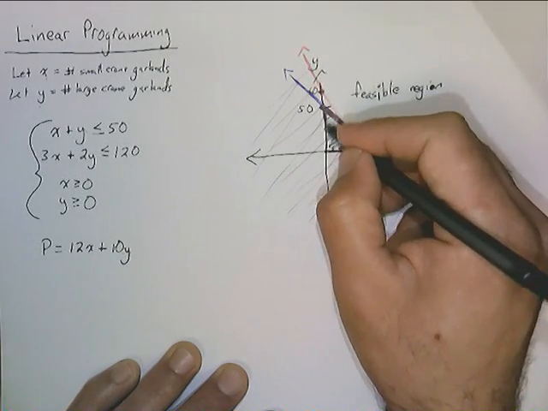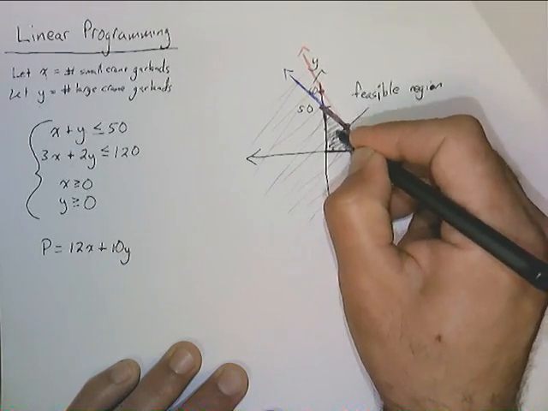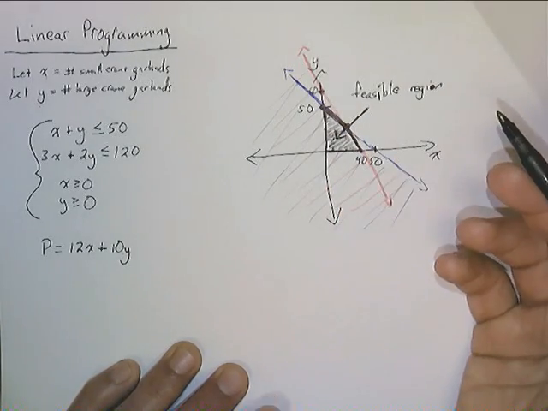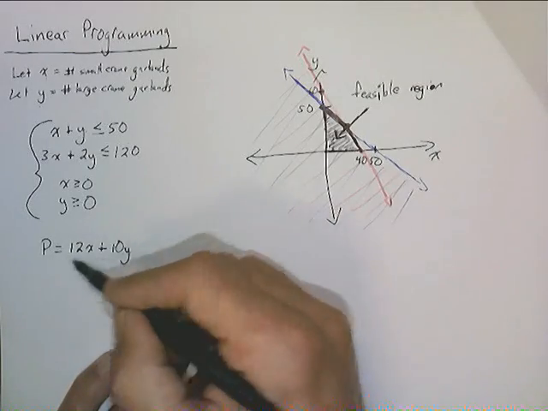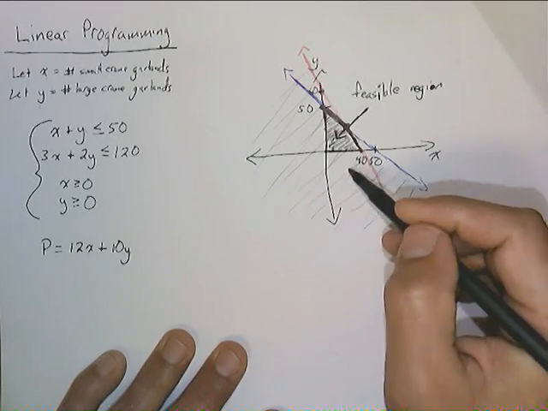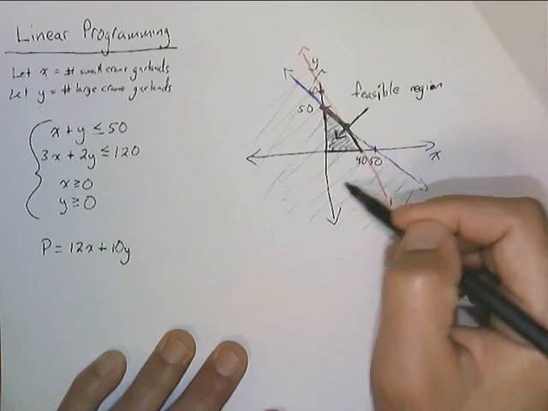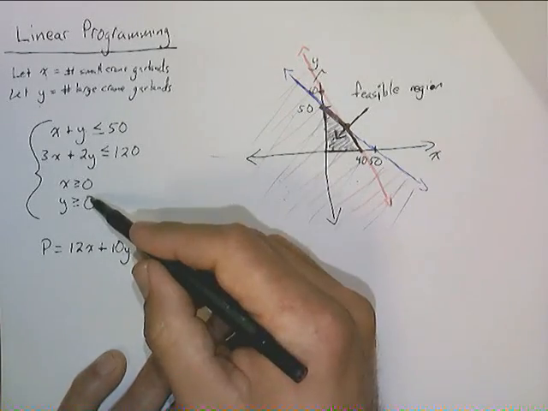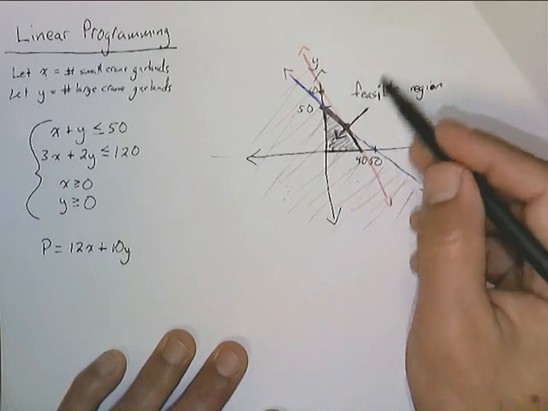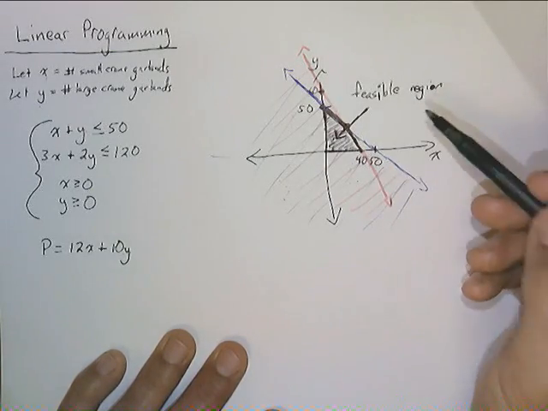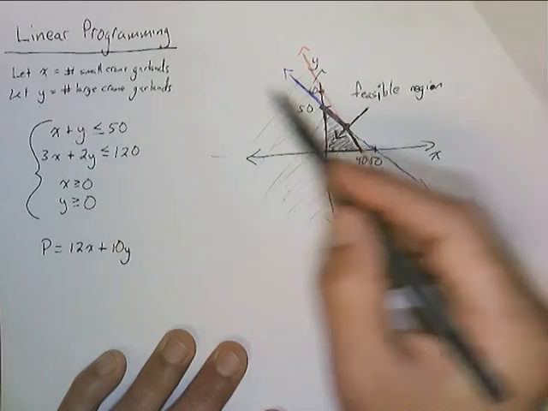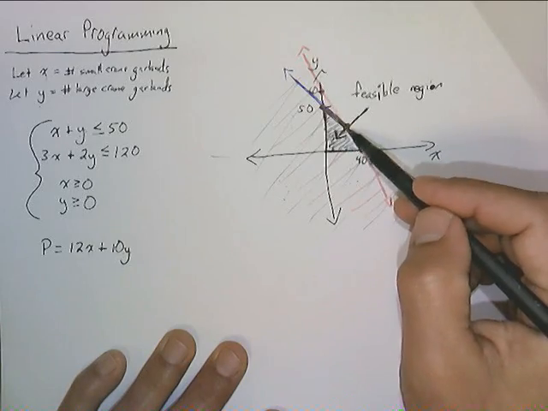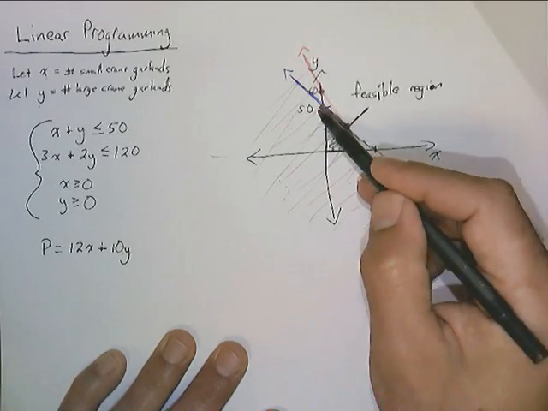So this quadrilateral is the feasible region. Those are the only points that it really makes sense to even try to maximize our profit function at. Because down here, or at least out this way, either x is negative or y is negative. That doesn't make any sense. And up out here, we're going to be making far more than 50 garlands, so it won't satisfy the second inequality either. So we are only looking at these points right here.